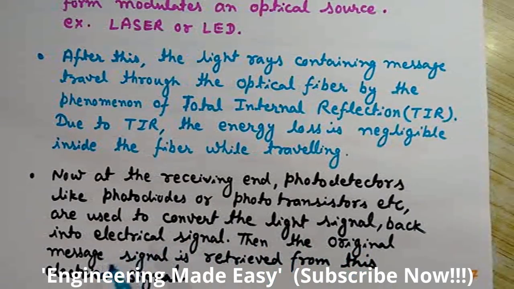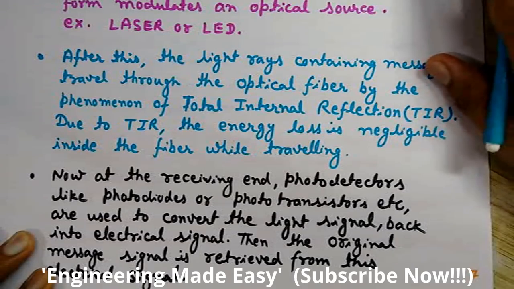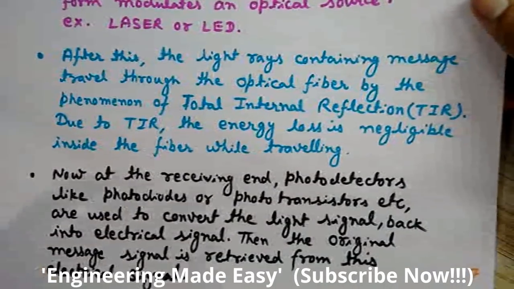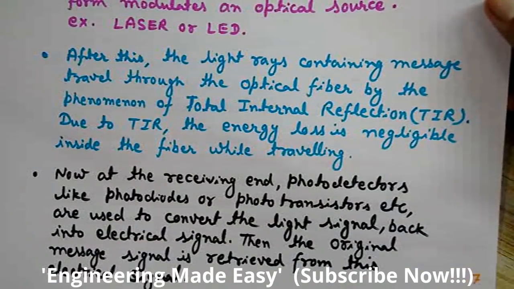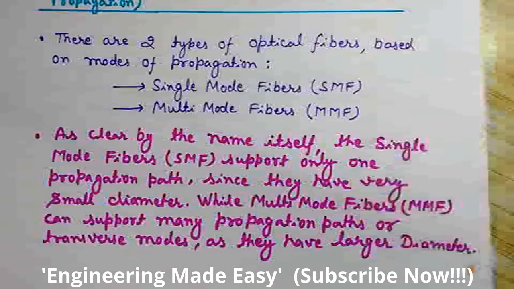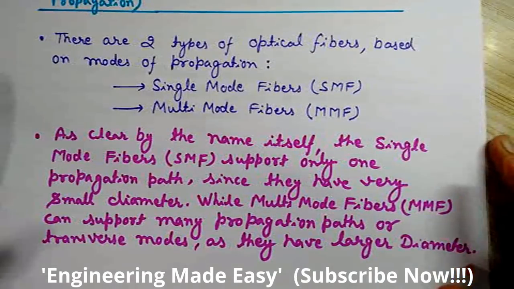Then the original message signal is retrieved from this electrical signal. If the original message was in non-electrical form, maybe audio, then it is retrieved from this electrical signal back into the original form.